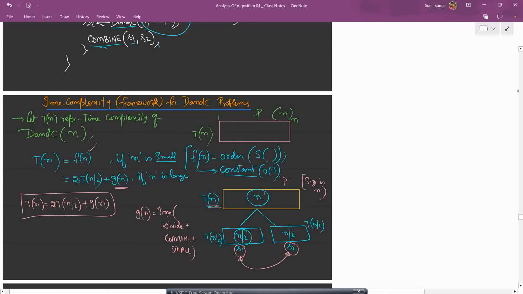Time complexity framework for divide and conquer problems. Let T(n) represent the time complexity of divide and conquer. So T(n) is equal to f(n) if n is small. Here f(n) is of the order of a constant, order 1, or what we can say, it could be polynomial also. It could be polynomial.